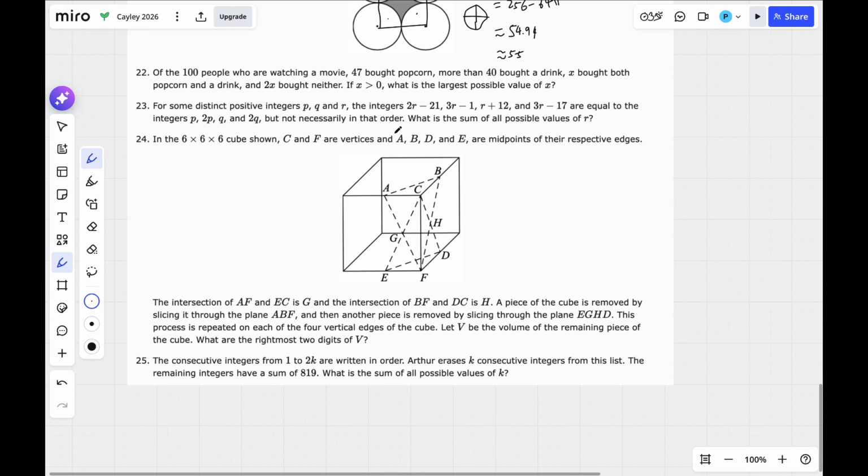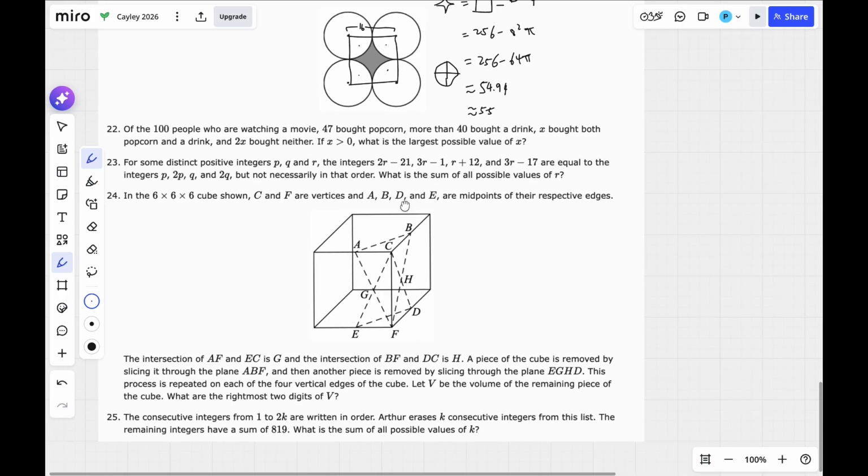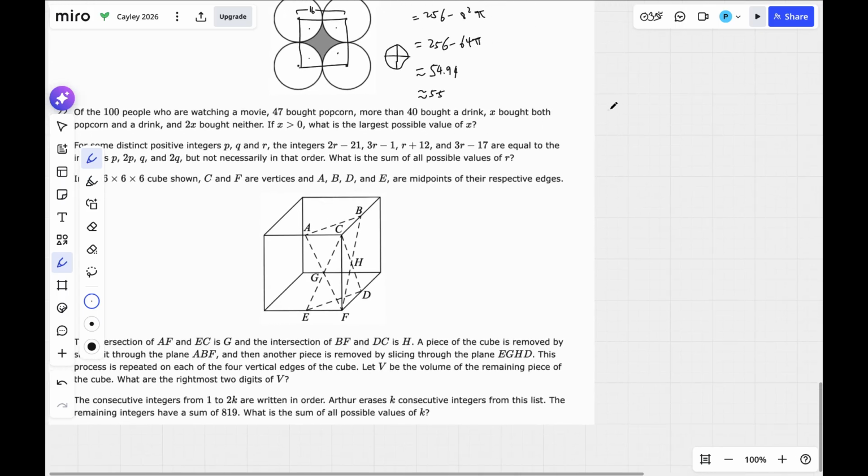Using our calculator, this will be roughly 54.94. And so our answer will be 55, which is to the nearest integer.